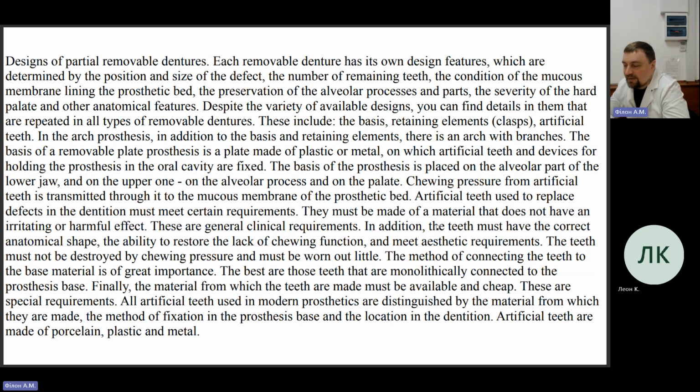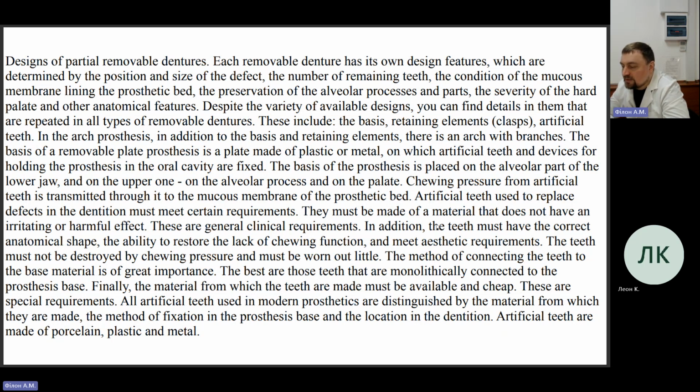The base of the prosthetic is placed on the alveolar part of the lower jaw, and on the upper one, on the alveolar apparatus and on the palate. Chewing pressure from artificial teeth is transmitted through it to the mucous membrane of the prosthetic area. Artificial teeth used to replace defects in the dentition must meet certain requirements.